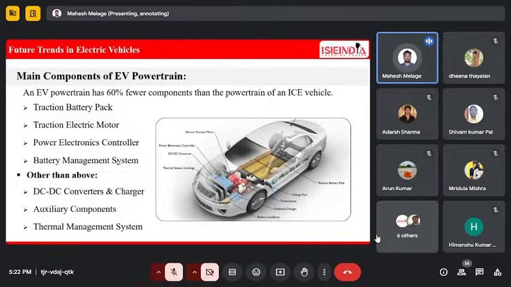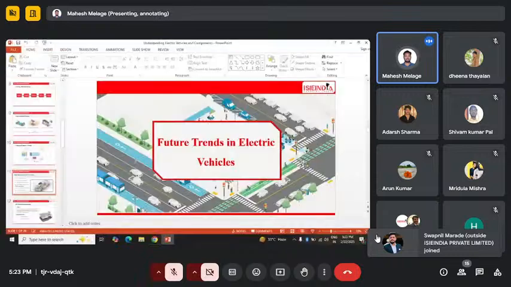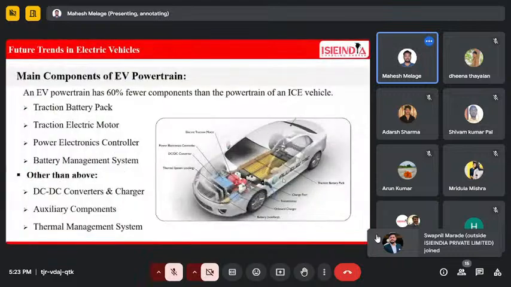Between a four-wheeler IC engine vehicle and a four-wheeler electrical vehicle, 60% of the components are the same. Means in a four-wheeler we use glass windows, headlights, indicators, lamps, wiper system, cooling system. The 60% components are similar in an IC engine vehicle and an electrical vehicle. Other than that, we use the DC-DC converter, charger, auxiliary components, and thermal management system. These are the components used in electrical vehicles.